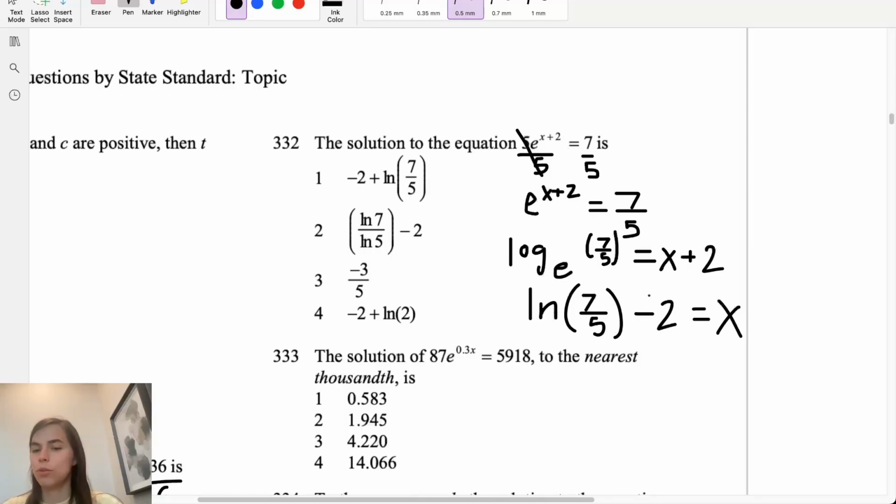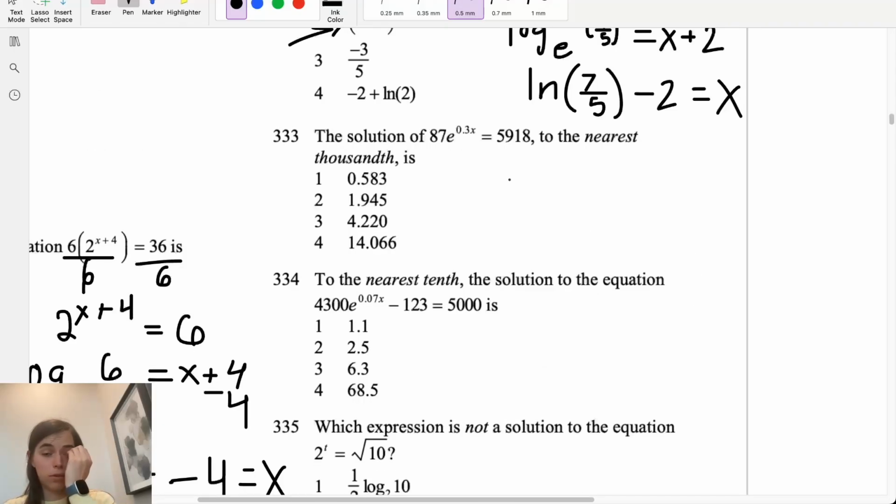But here's the issue here. We don't have log base 5 of 7. If that's what we had, this would be our answer. We have ln of 7 over 5, which is this right here. And then having the minus 2 in front is just kind of a way to trick you a little bit. Or maybe this person just really likes putting the number in front of the ln, but these test makers are a little bit tricky sometimes. But it is option 1.